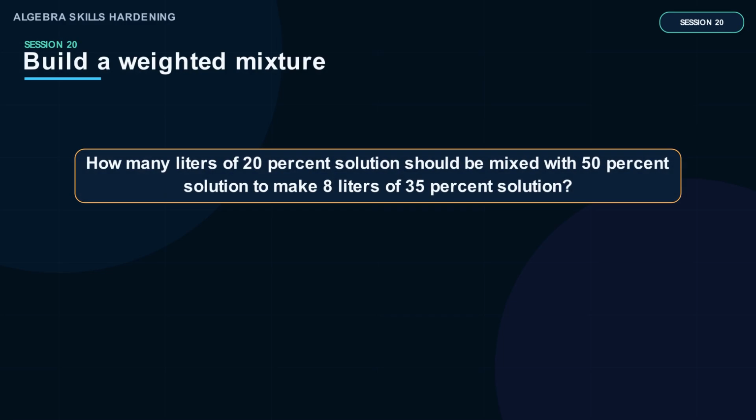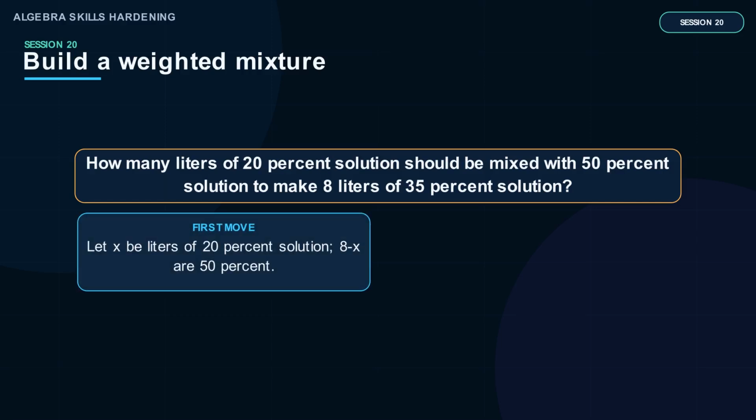Here is the challenge. How many liters of 20% solution should be mixed with 50% solution to make 8 liters of 35% solution? Restate the target and identify the most important part of the routine. First move is, let x be liters of 20% solution. 8 minus x are 50%. This changes the form without changing the meaning.